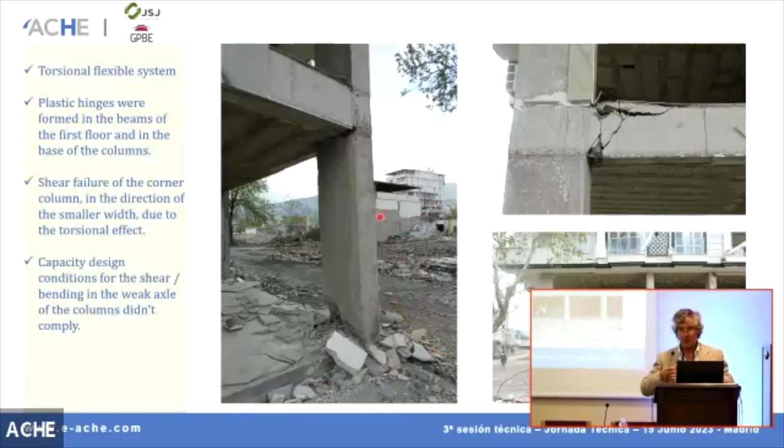So the building has torsional effects. And what happened, we had plastic hinges in the beams that were formed here, and also plastic hinges in the columns. And because of this torsional effect, the corner columns were the ones that suffered more, and we had a failure in this column in the smaller width, which is very important because sometimes we don't think in the capacity design in this direction.